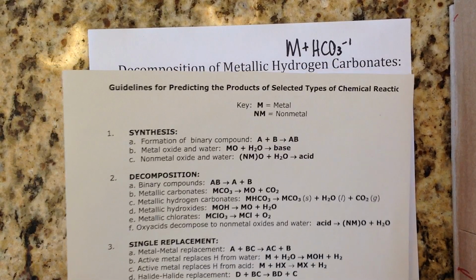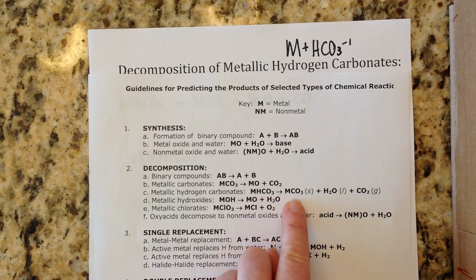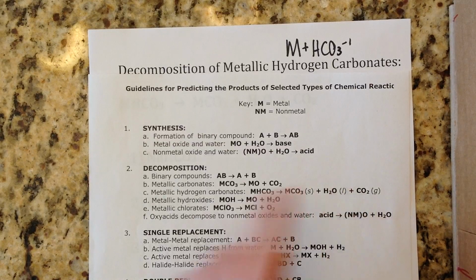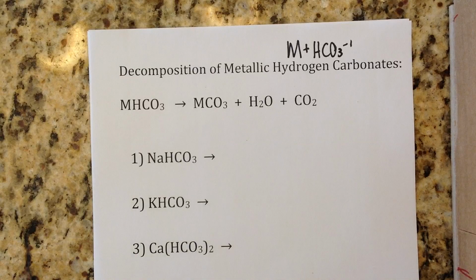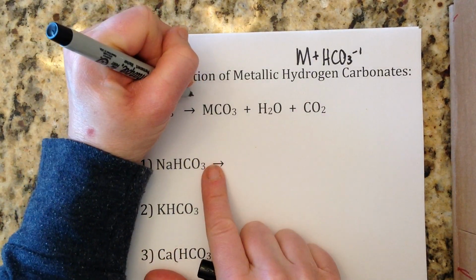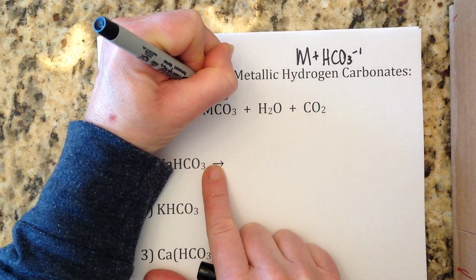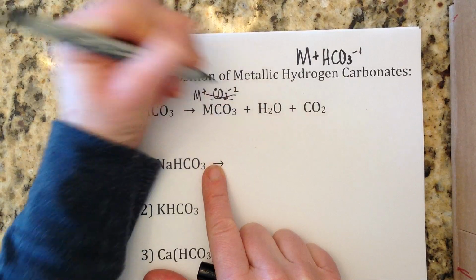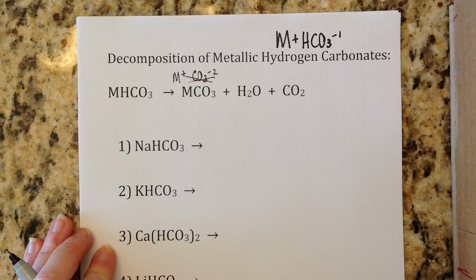So if you look right here in the reference packet, it tells us the exact same thing. When you have a metal hydrogen carbonate, crisscross the metal with carbonate, add water and CO2. So again, this is going to be a metal with whatever its positive charge is, crisscrossed with carbonate, which has a -2, and then you're just adding these two guys in because that's what the rule tells us to do.